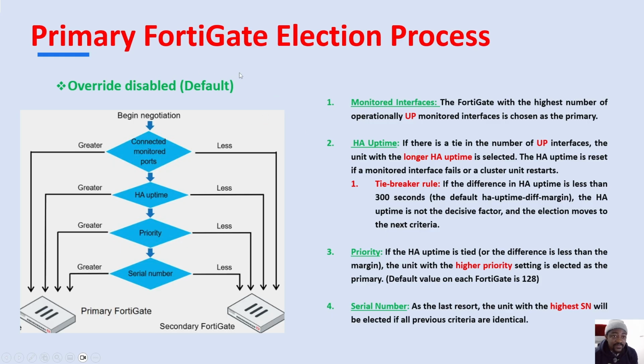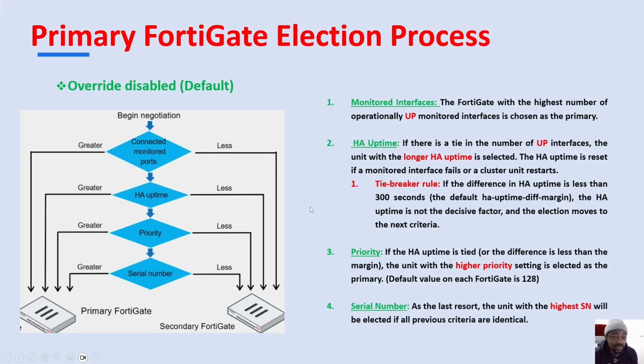So the primary FortiGate election process goes like this. FortiGate HA begins by checking the connected monitored ports. So to determine which is going to be the primary FortiGate, the FortiGate that has a higher number of connected monitored ports will be chosen as the primary FortiGate.